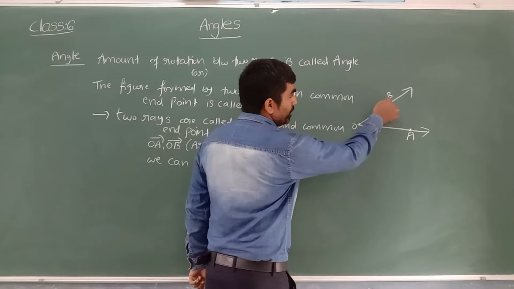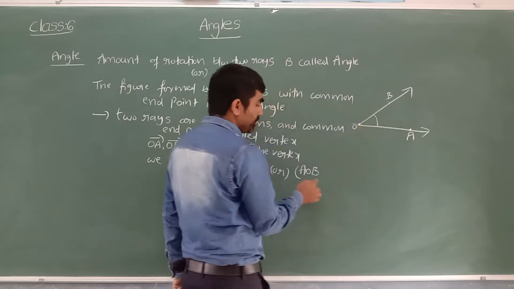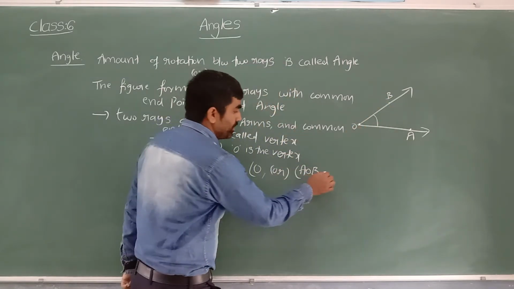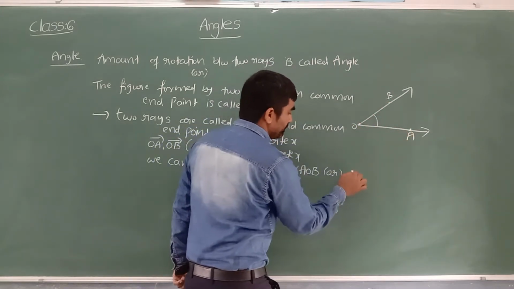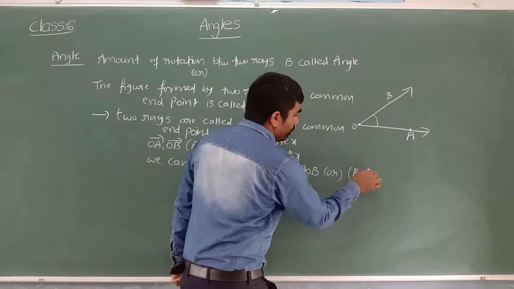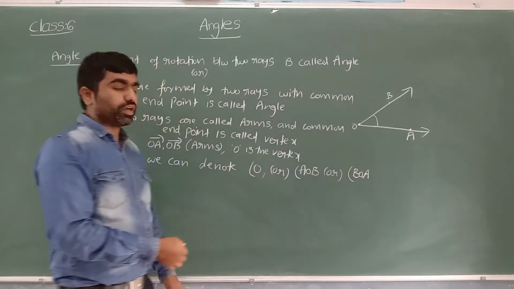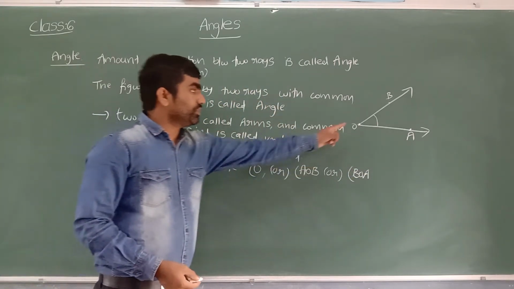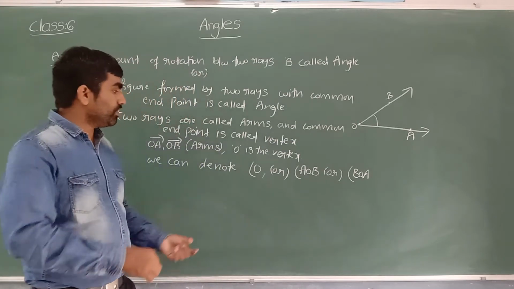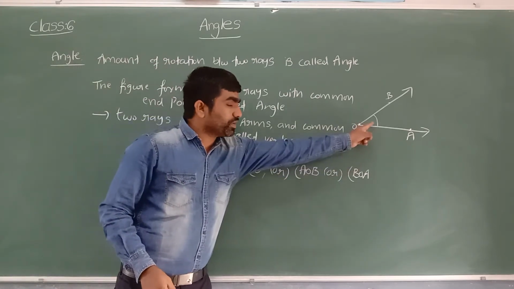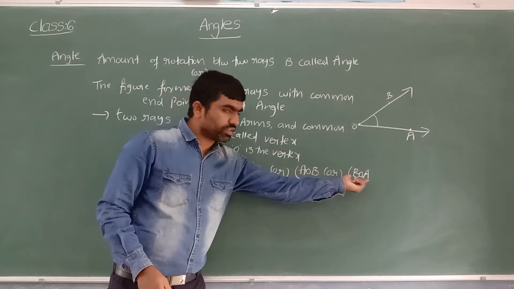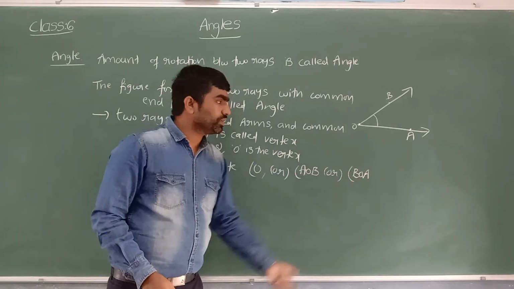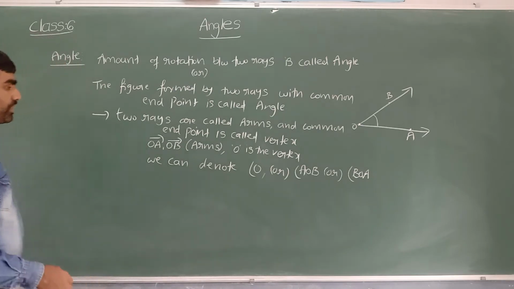AOB, the vertex must be in the middle of those three alphabets. Or, alternatively, we can write angle BOA. There are three ways we can represent this angle AOB. Sir, we have angle O, no? We can represent it easily with a single alphabet, so is it necessary to go with three alphabets? Yes, it is necessary in some cases.